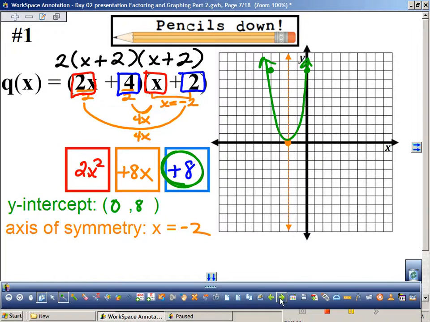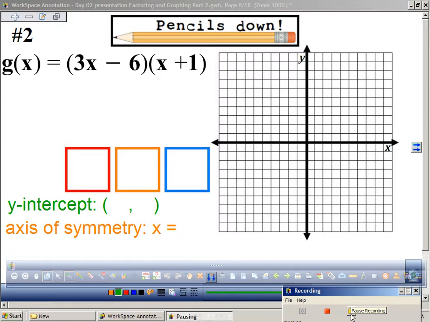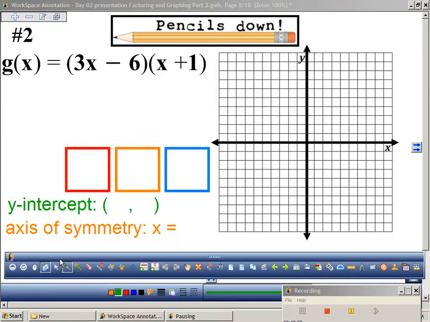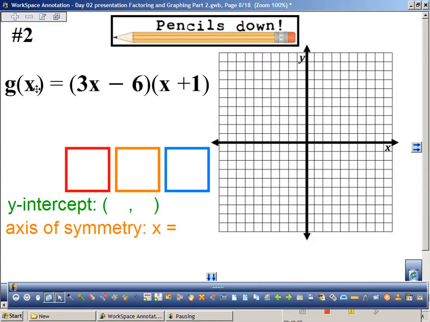All right, let's do another one. I think you guys could do this one on your own. Graph that one for me. Okay, so I'm going to go pretty quickly so we can get through as many examples as possible. All right, the first thing I need to do is I need to find all my zeros.